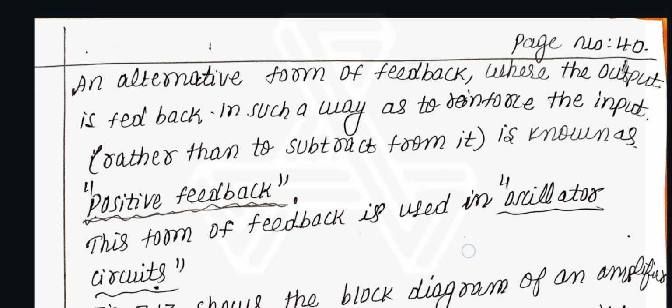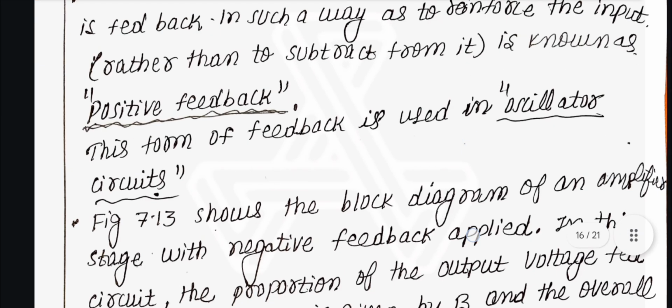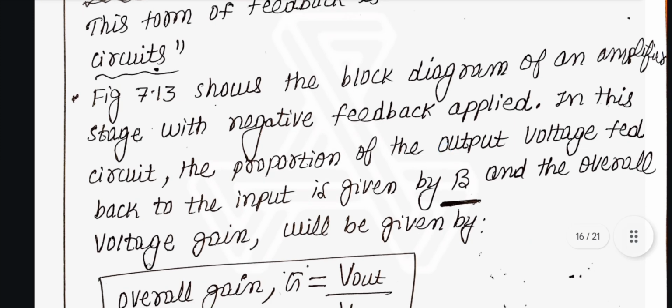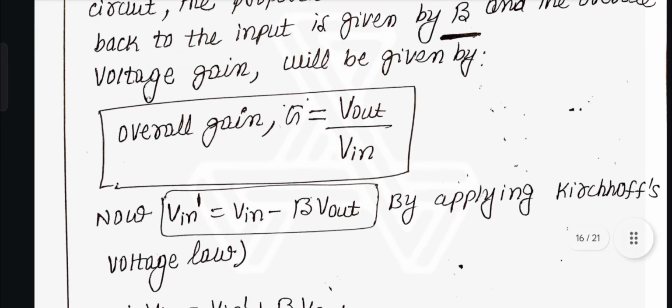This shows the block diagram of an amplifier stage with negative feedback applied. In this circuit, the proportion of the output voltage fed back to the input is given by beta, and the overall voltage gain will be given by G. Overall gain G equals V out by V in. V in dash equals V in minus beta V out.